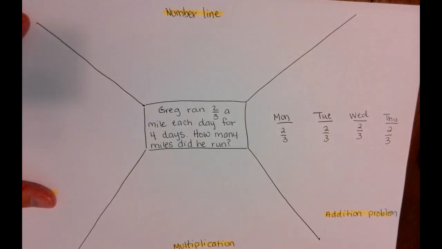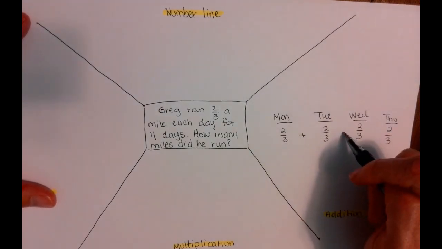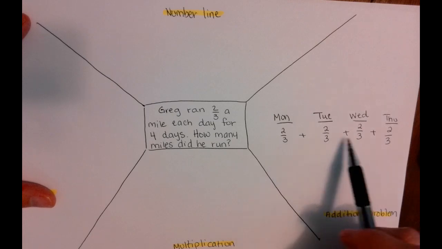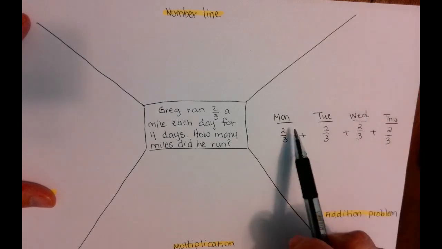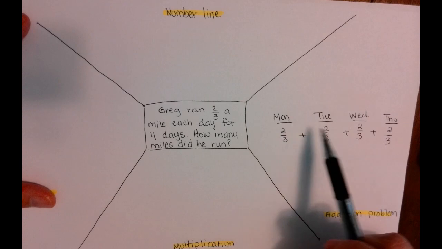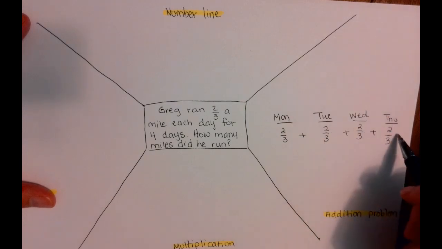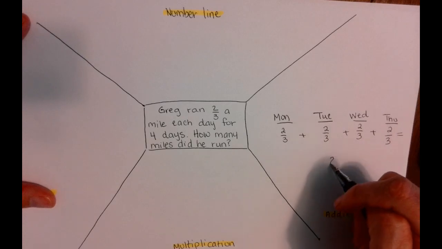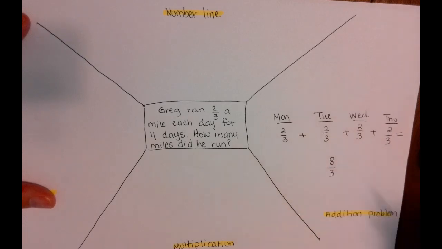problem, and to solve it, I just need to add each day together. When you're adding fractions with like denominators, don't add the denominators together. The denominator stays the same. All you do is add your numerators. So 2, 4, 6, 8. So 2/3 plus 2/3 plus 2/3 equals 8/3. That is an improper fraction, but we will get to how to turn that into a mixed number shortly. So for right now, our answer is 8/3.